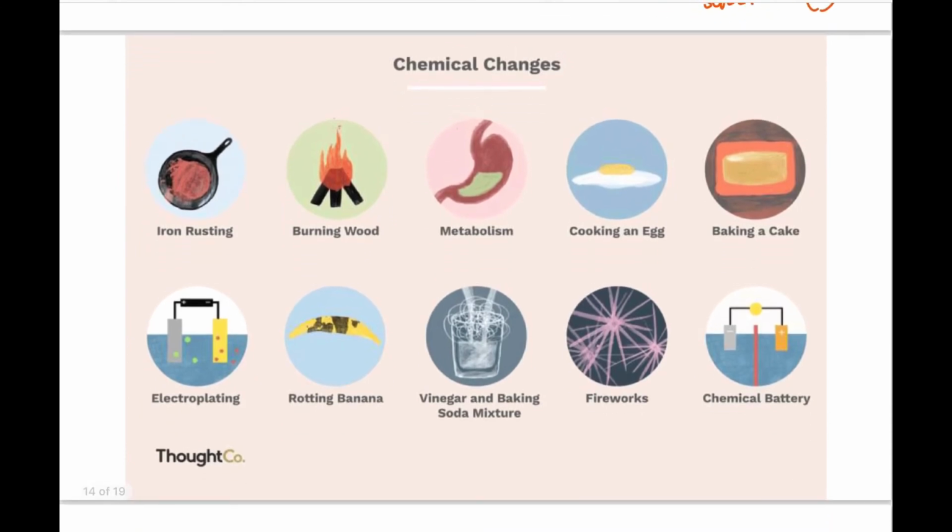These are some of the chemical changes that you have come across in your daily life: iron rusting, burning wood, metabolism, cooking an egg, baking a cake, electroplating, rotting banana, vinegar and baking soda mixture, fireworks, and chemical battery. There are so many other examples.